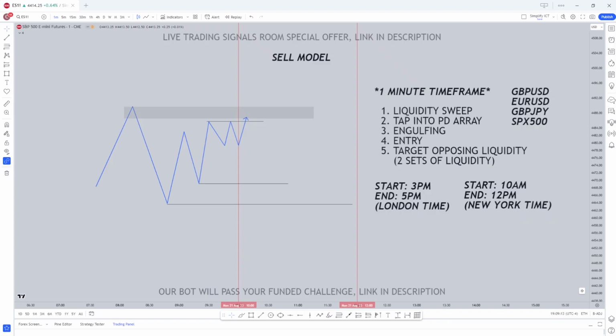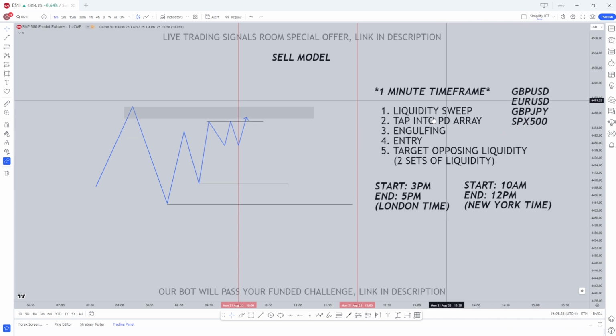So what time frame are we going to be looking for this setup on? We're going to be looking on the 1 minute time frame. You can use the 5 minute or the 15 minute, but the best results for this strategy is on the 1 minute time frame. Now for forex pairs, we're going to be trading GU, EU and GJ, and then for indices, the pair it works best on is S&P 500. You can use it on other indices as well, but it works best on S&P 500.